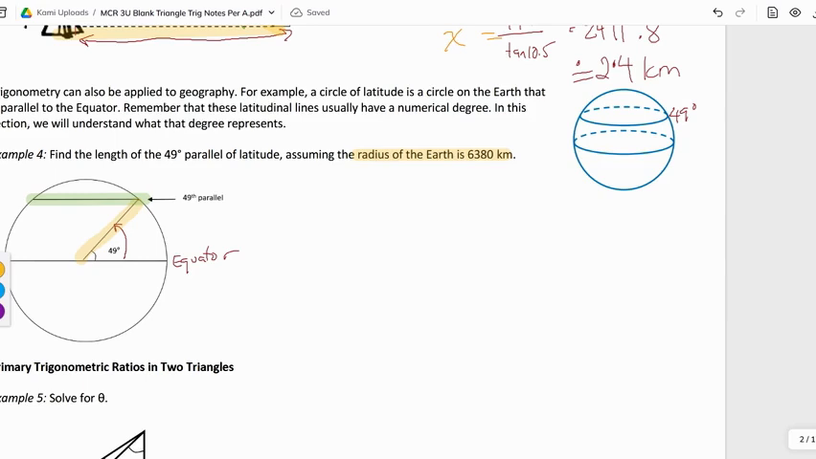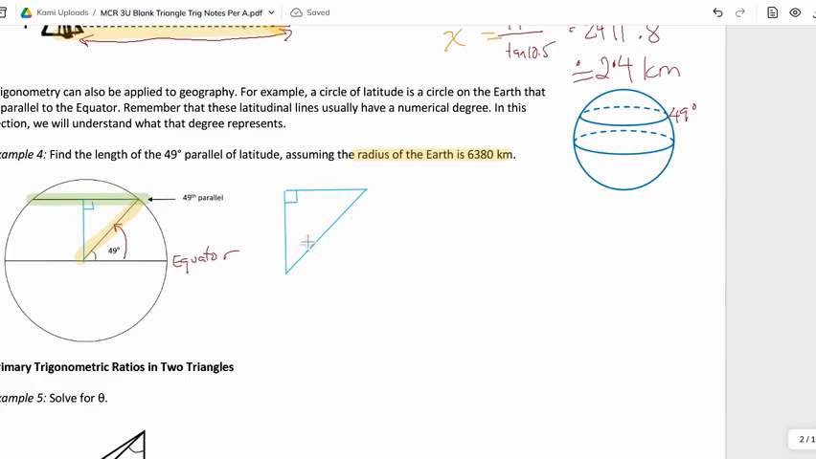Now, do you see a triangle in here? Yes, but it doesn't include the entire diameter. It actually includes the radius at that point. So watch this. I'm going to make this my triangle. Do you see how it's a 90-degree angle? I'm going to redraw it so that I'm just focusing on my triangle.